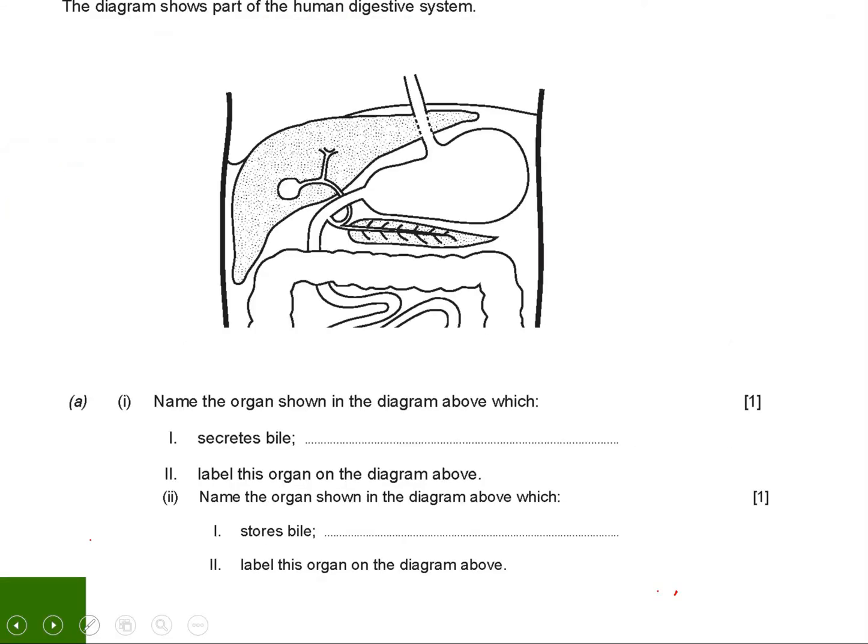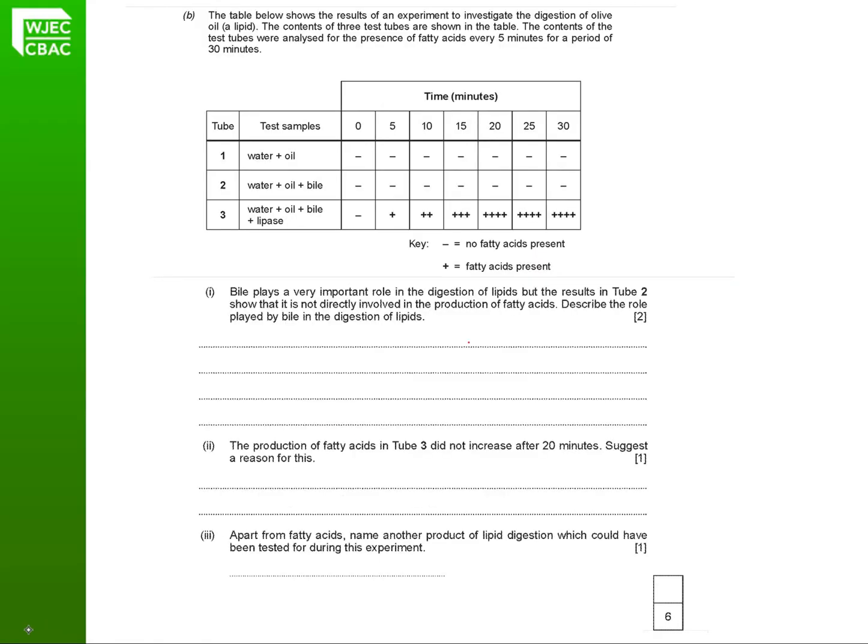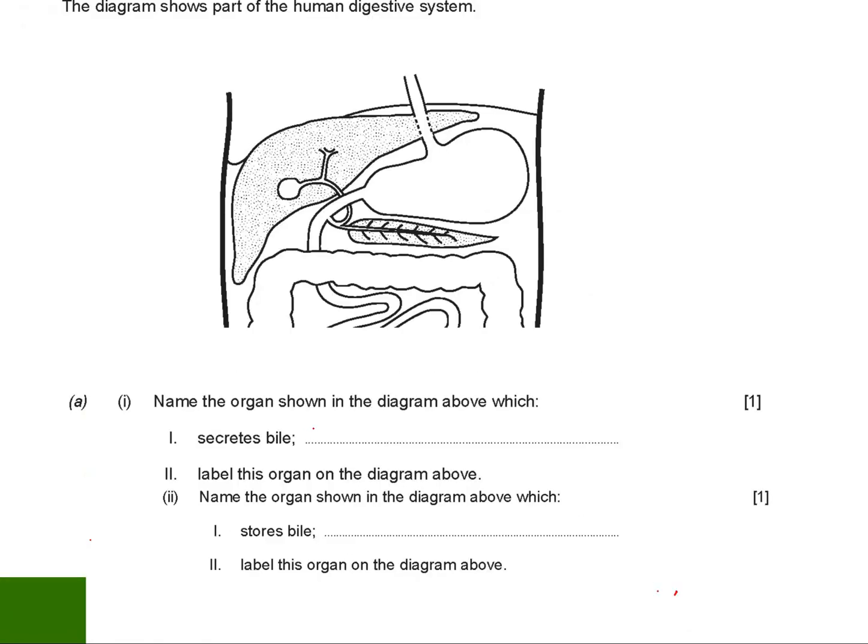Okay, so if we go back now to question 2, name the organ shown in the diagram above which secretes bile. That would be the liver. Label this organ on the diagram above. So this is the liver here. Name the organ shown in the diagram above which stores bile. It is the gallbladder. And again, label this organ on the diagram above. It would be here.